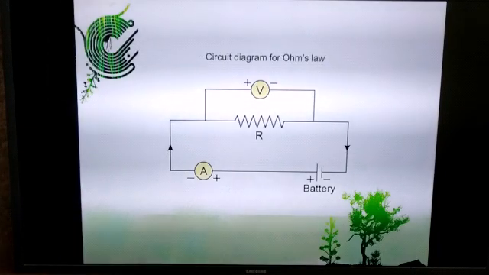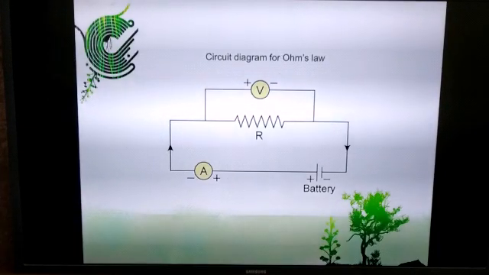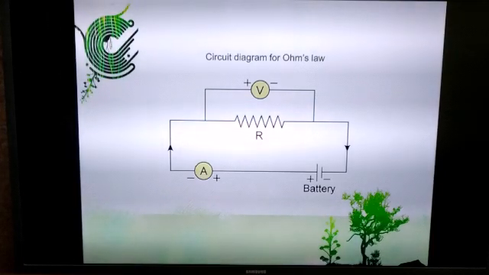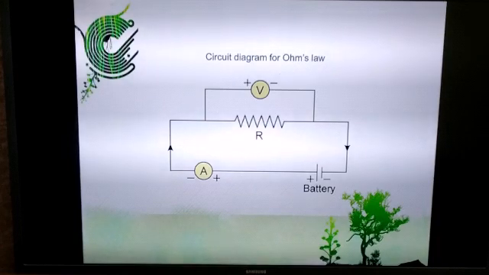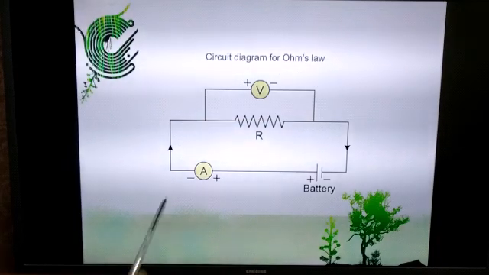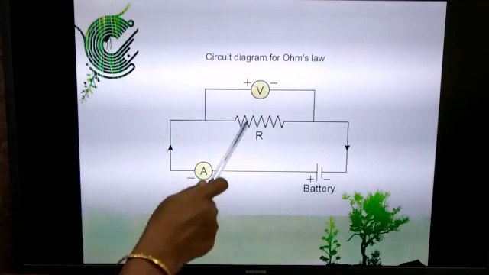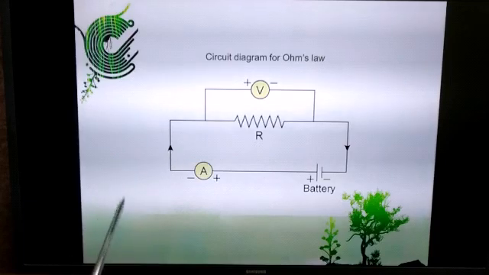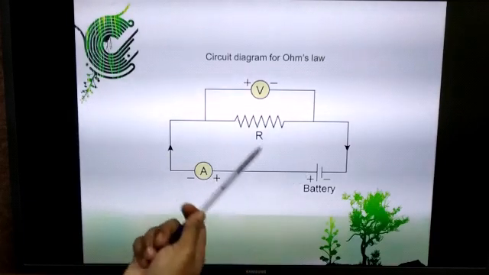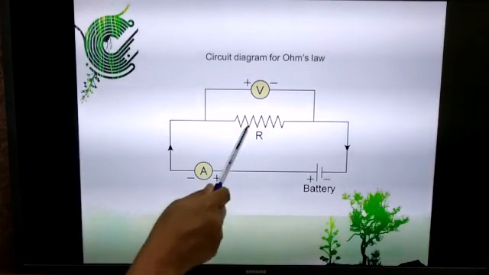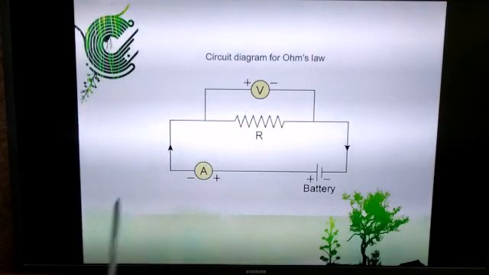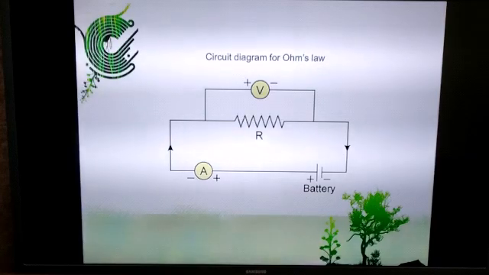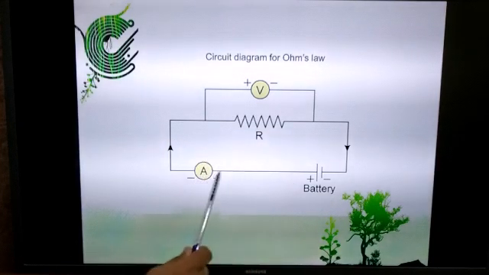So this is the circuit diagram for Ohm's law, which is very, very important. When you are asked to explain or write down Ohm's law, you have to draw the circuit diagram. The components shown in the circuit diagram are the ammeter, the battery, the resistance and the voltmeter, which are all connected by means of a nichrome wire maybe or a copper wire. The voltmeter is connected in parallel with the resistance and the ammeter is connected in series along with the resistance. These connections are very, very important.